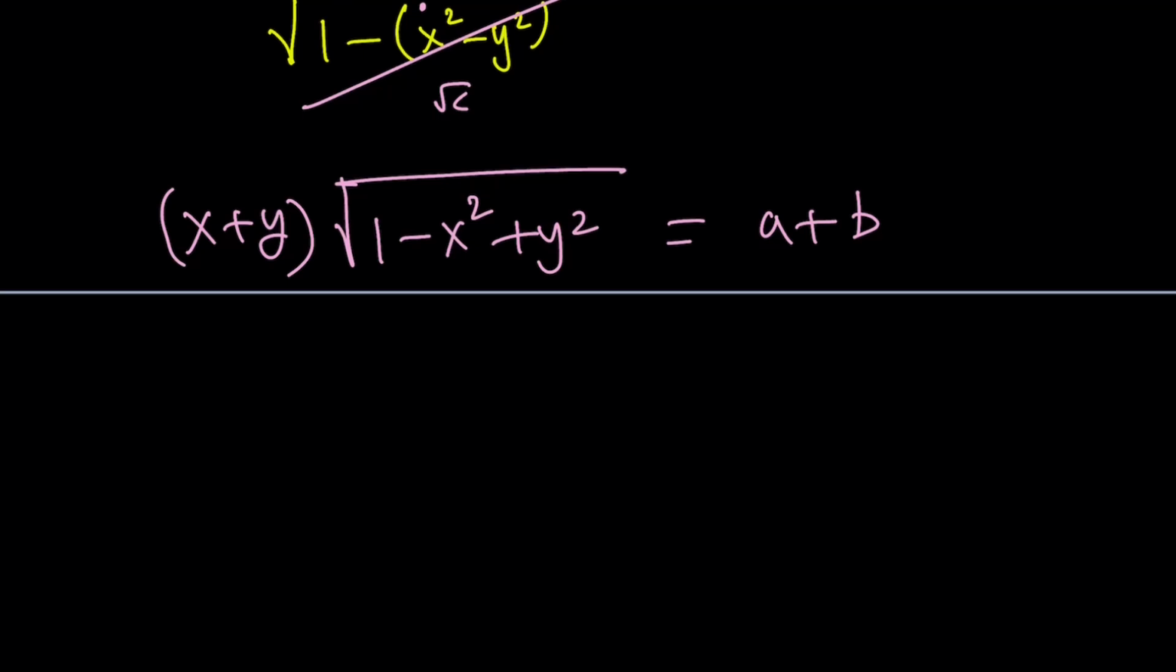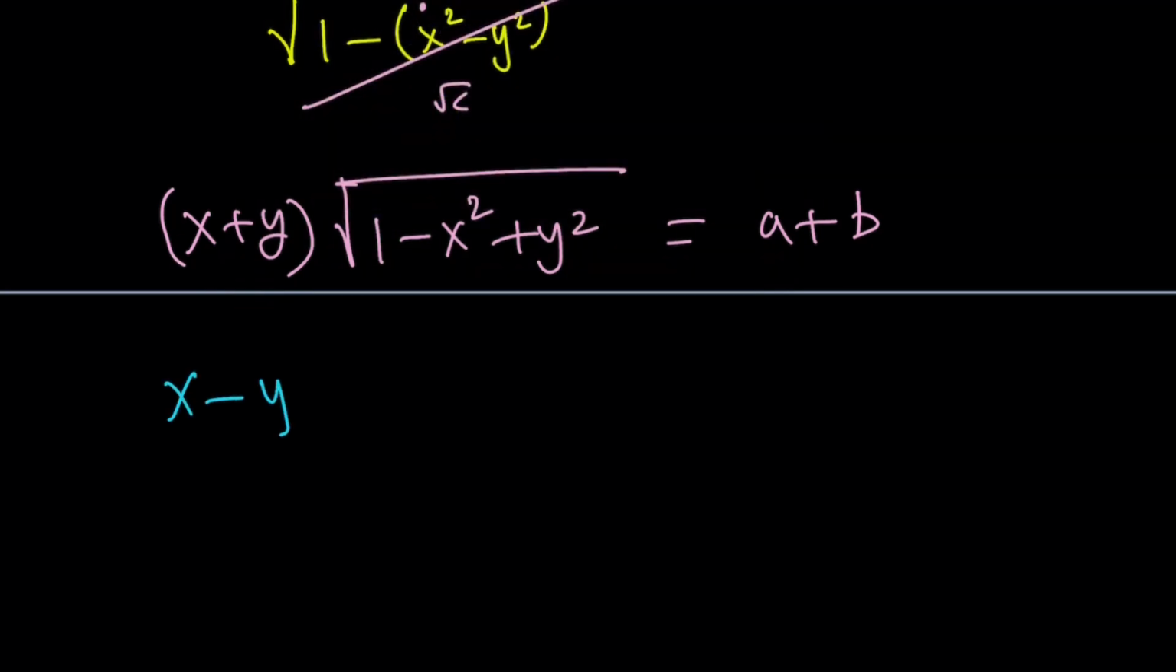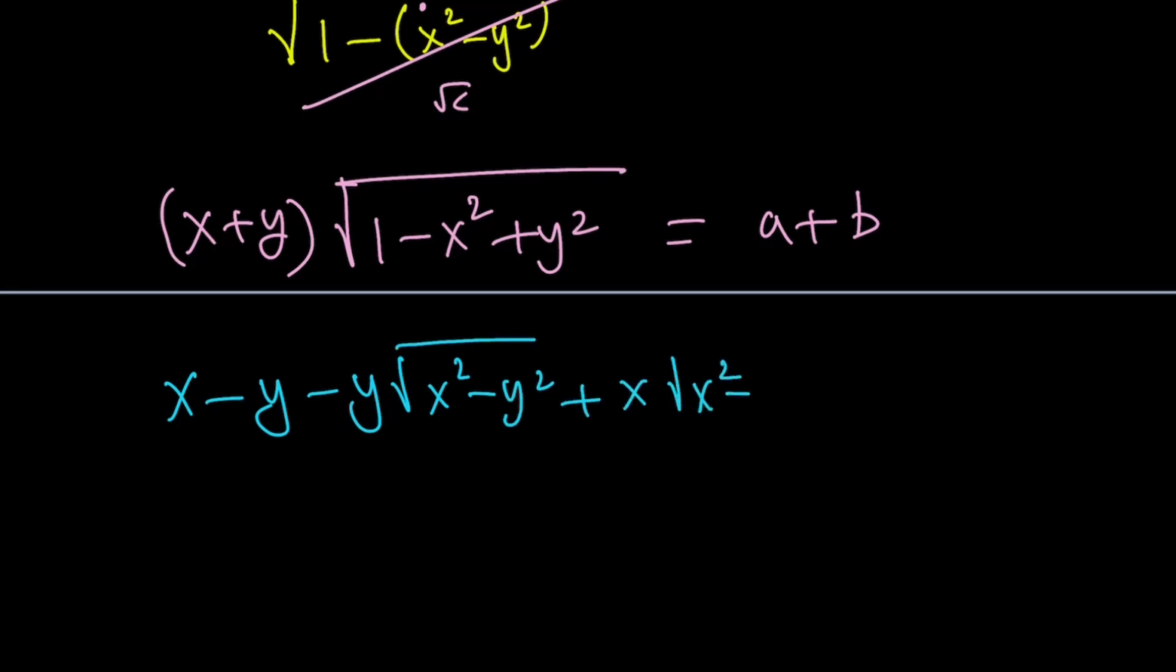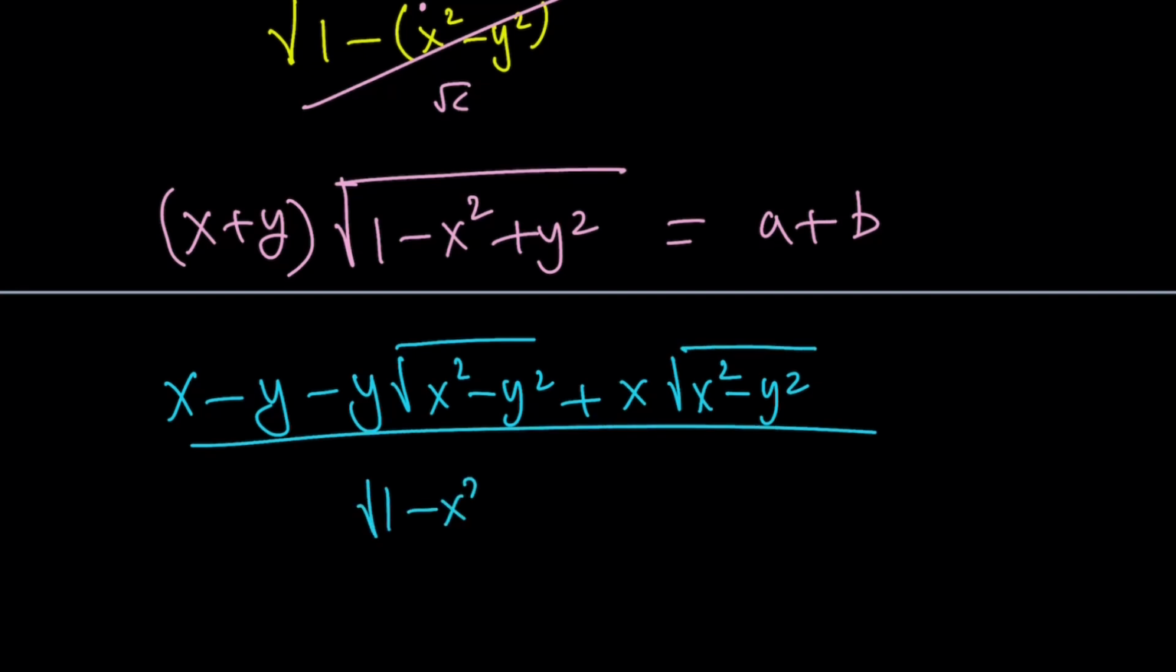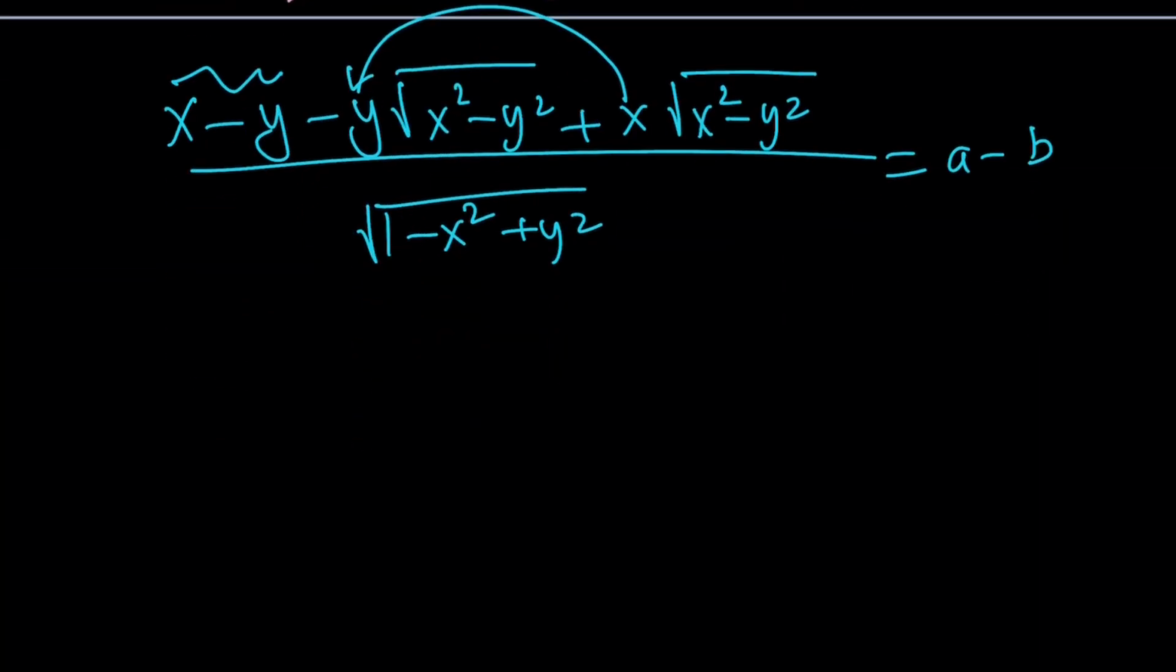Let me just tell you, if you subtract those expressions now, the original equations, then you're going to get the following: x minus y times the square root of x squared minus y squared plus x times the square root of x squared minus y squared. And all of that is going to be divided by square root of 1 minus x squared plus y squared, and that is going to be a minus b. To keep a long story short, this is going to be factored because x minus y again is a common factor. We have x minus y here too. Simplify, factor, so on and so forth.